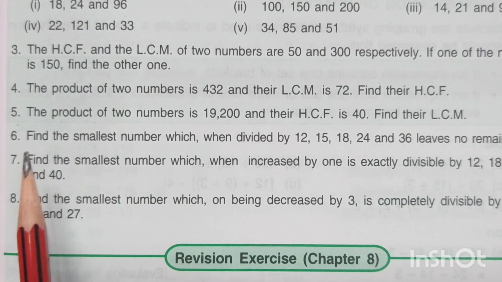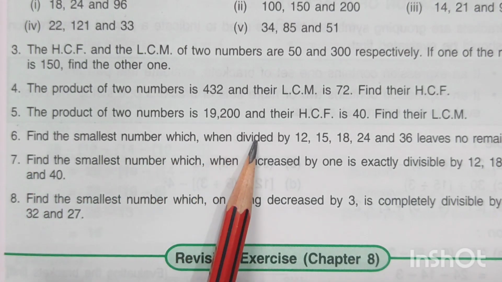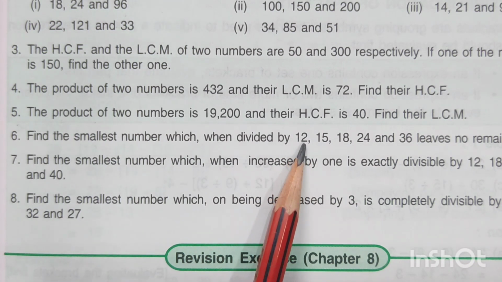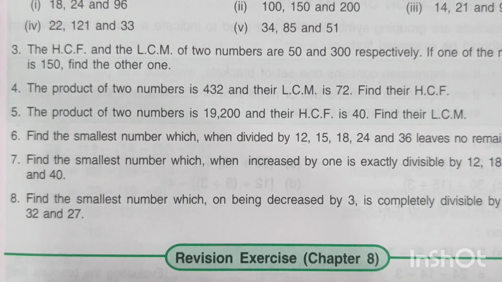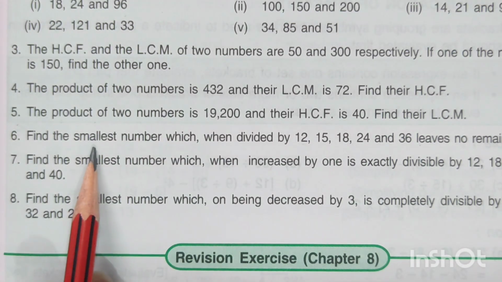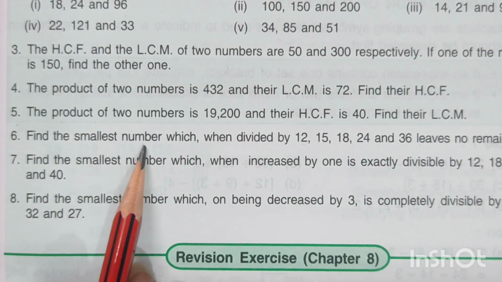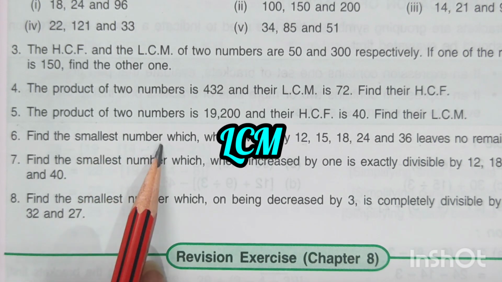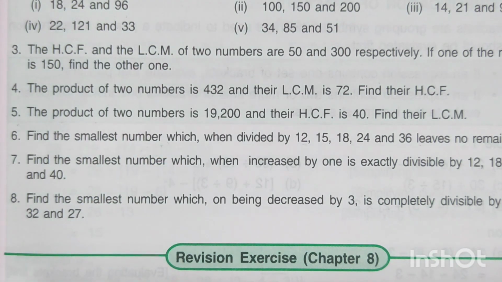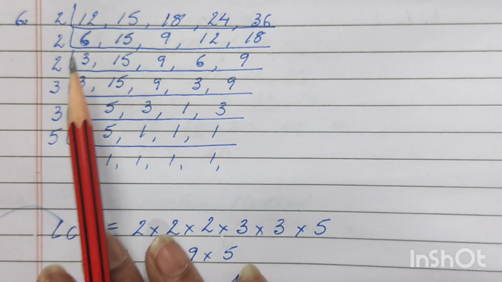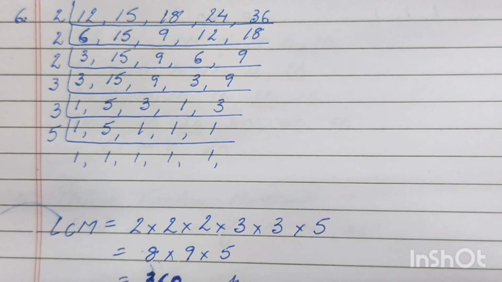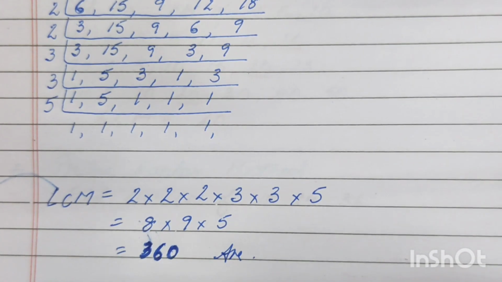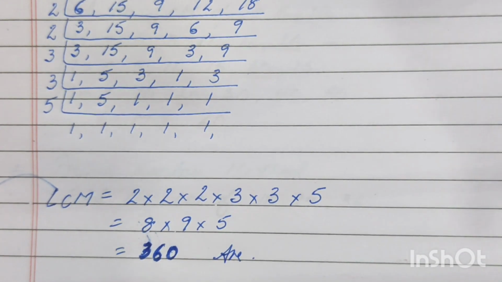The sixth question is: find the smallest number which, when divided by 12, 15, 18, 24 and 36, will leave no remainder. So how are you going to do it? Smallest number, children, means you have to find the LCM. You can find the LCM by any method. I have done it by the division method, so I'm just showing you. You can do it by any method. You just have to find the LCM, and the LCM is 360.